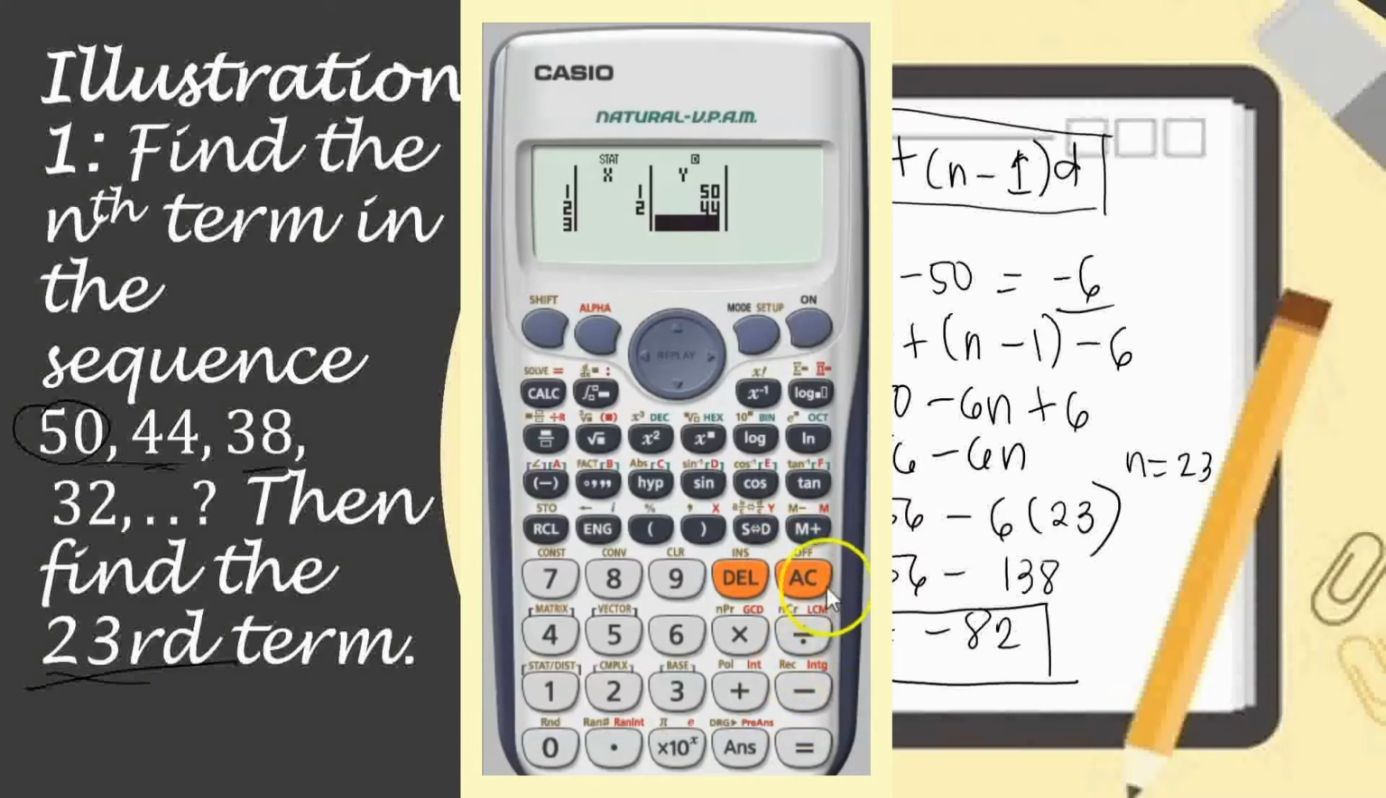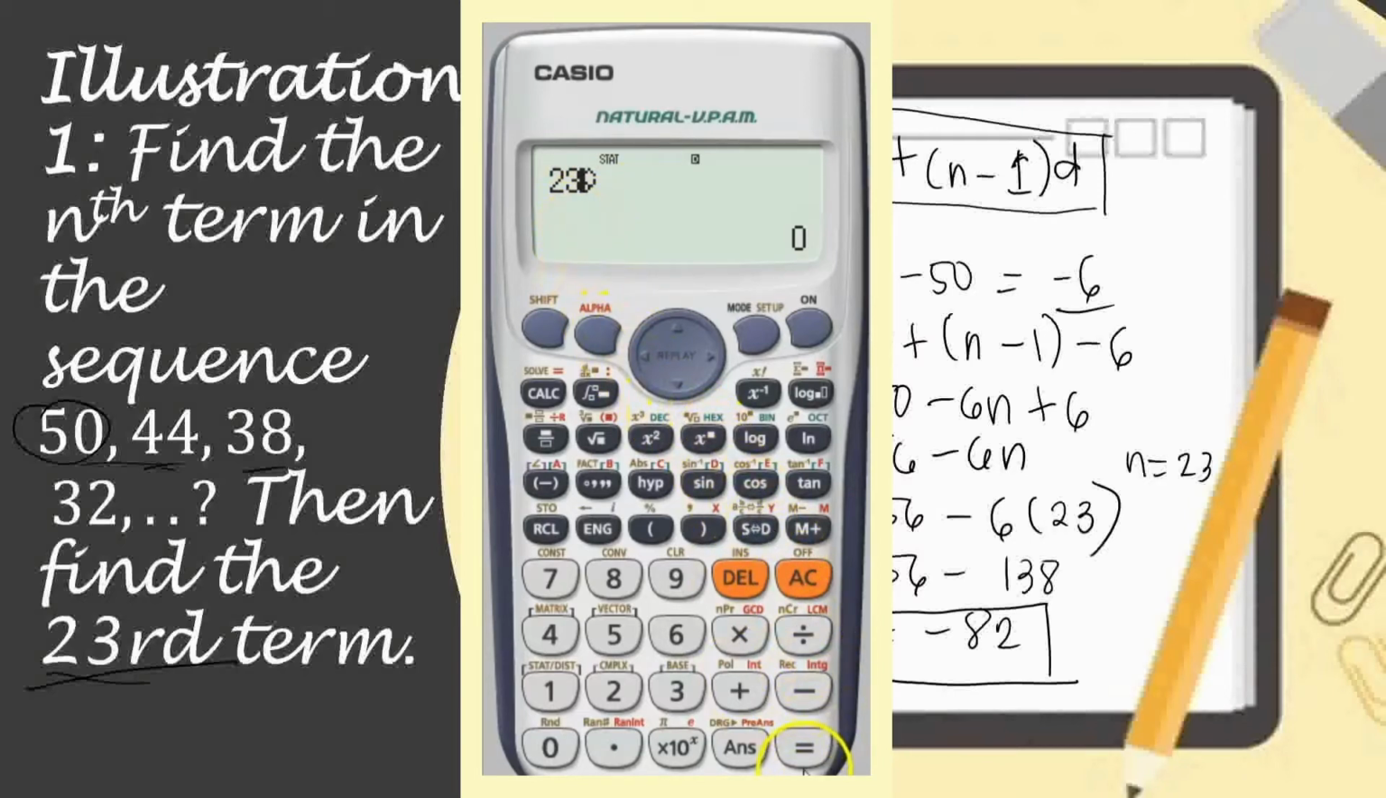And then, click natin yung AC. And then, shift. Then, yung 1 na button for stat. And then, yung 5. And then, yung Y hat. So, yung Y hat, move natin yung cursor sa left. So, 23rd. So, kapag Y hat ang ginamit natin sa meaning, hinahanap natin yung value ng 23rd na term.